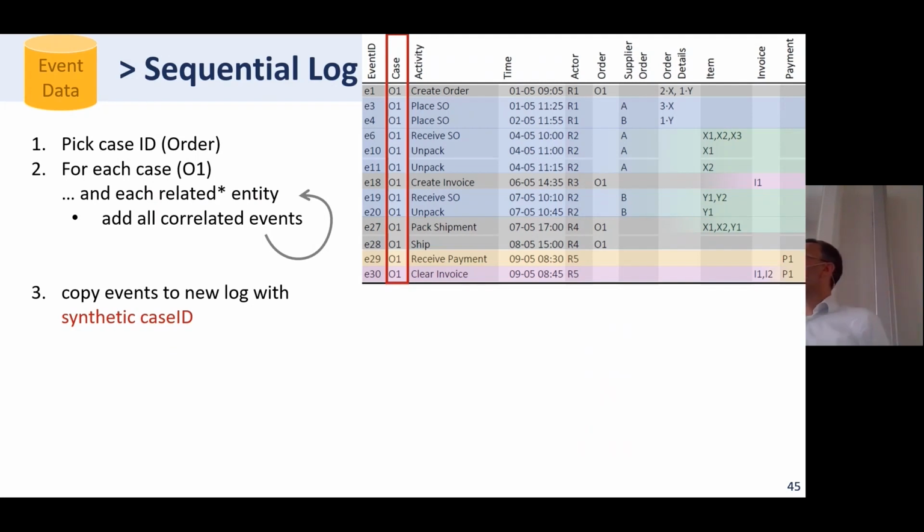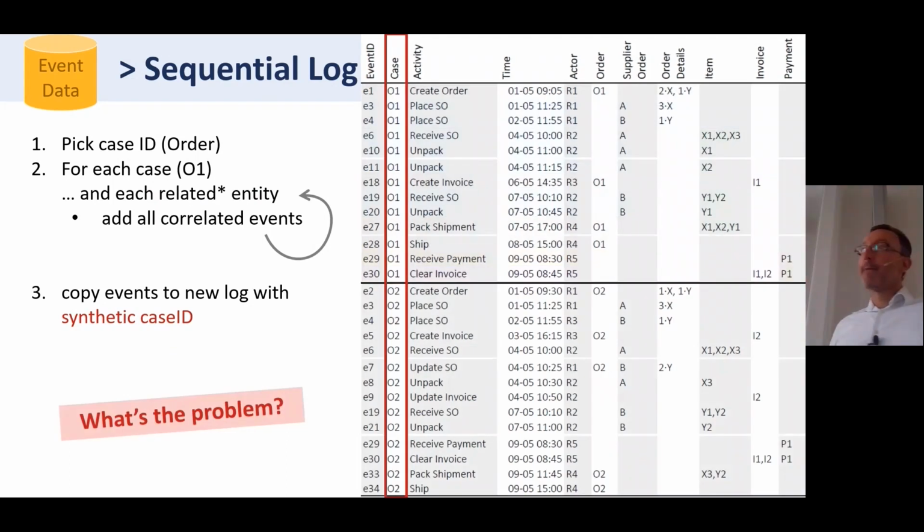Now I have to do this for 02 as well, for the second order. So this is now the event log that I would extract. Who sees the problem with this log? Duplicated events. So we have, for example, E3 occurs twice, once for 01 and once for 02. I had to, because it's related. It's part of the dynamics.